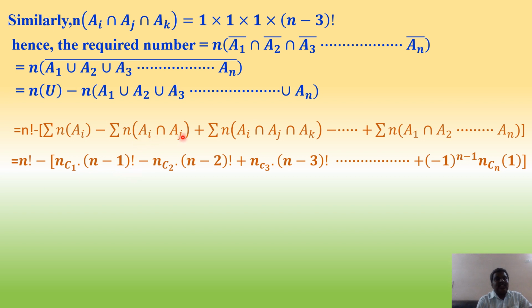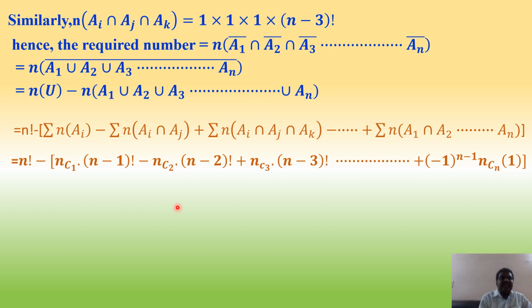Similarly, how many ways can we choose Ai intersection Aj? How many sets are there? A1, A2, A3 and so on up to An sets. How many ways can we choose two different sets, i not equal to j? NC2 ways. For each, how many arrangements are there? N minus 2 factorial. Arrangements, I mean distributions. In each case, we have n minus 2 factorial distributions. Selection of two sets here. Ai intersection Aj means this is the set which consists of all the distributions such that the letters Ai and Aj go to their correct envelopes.